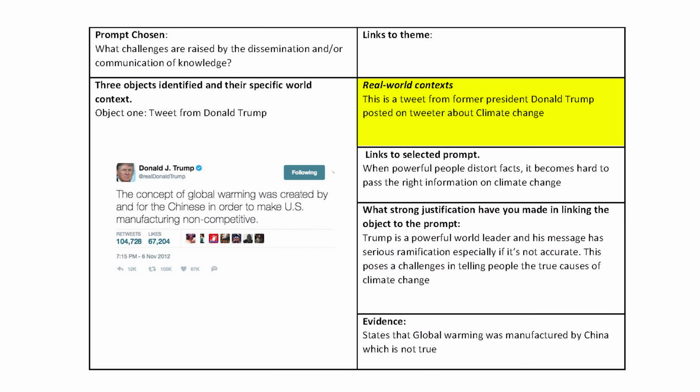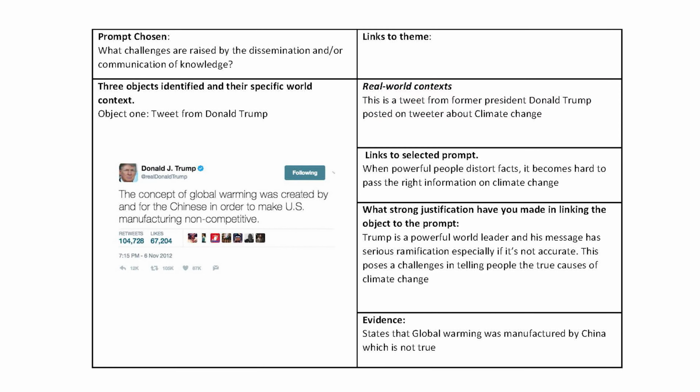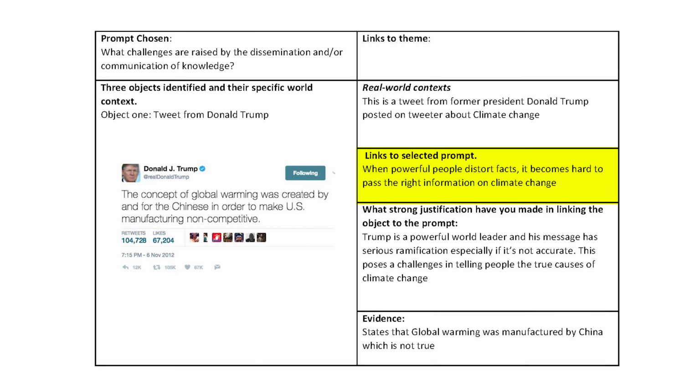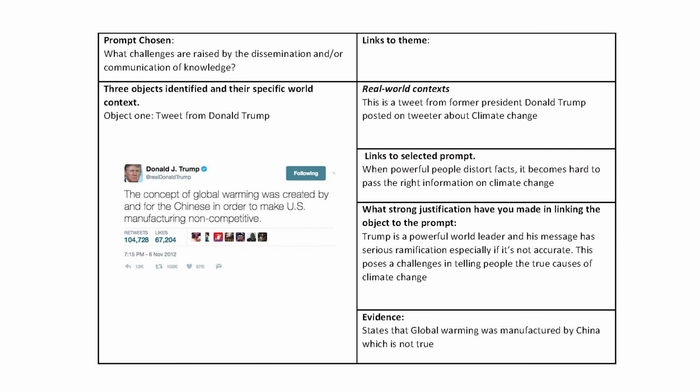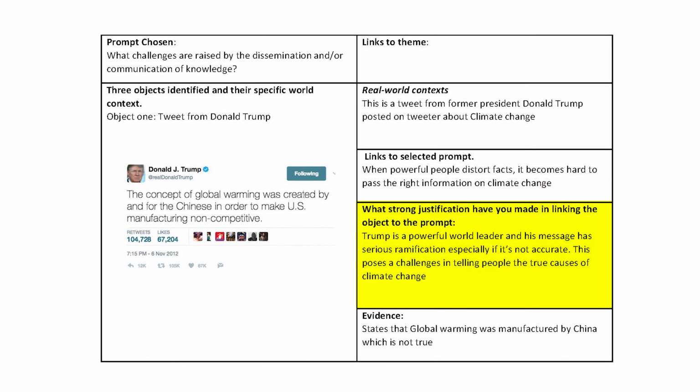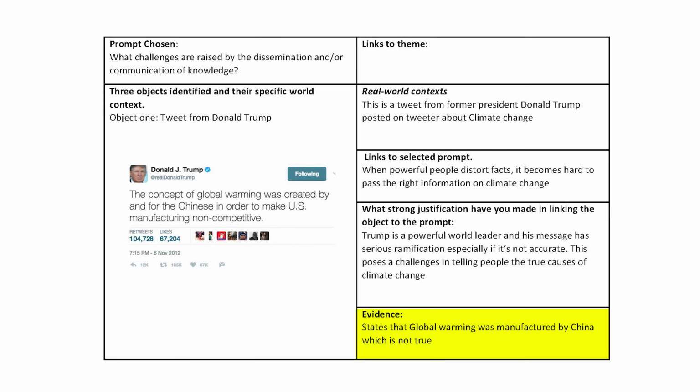The object has a real world context. What links are there to the prompt? Is there a strong justification? And lastly, the evidence that is provided to support that strong justification.